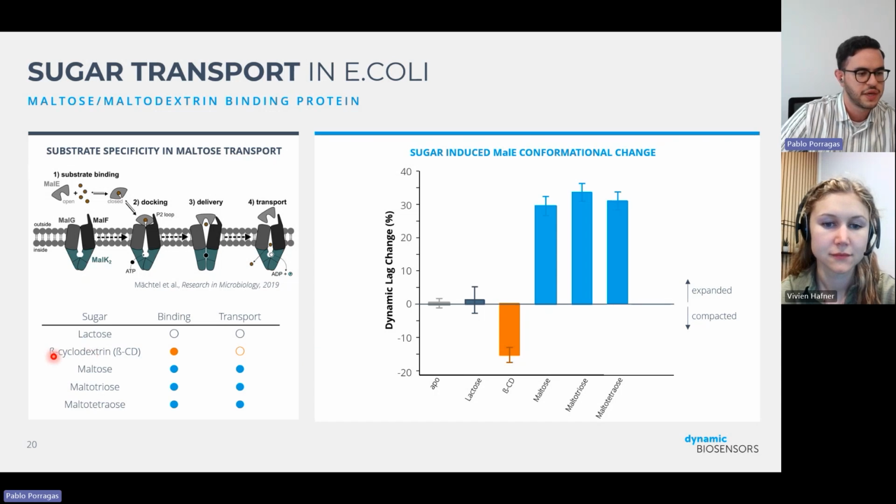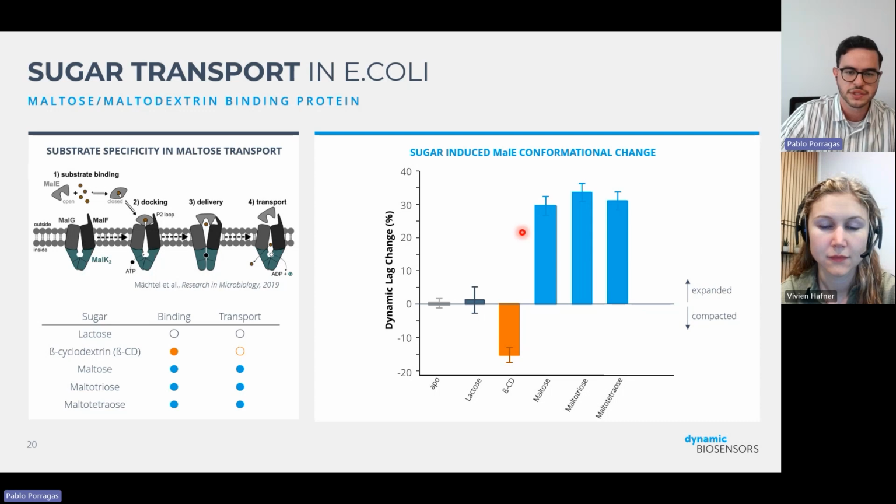However, in the case of beta-cyclodextrin, this is a sugar that binds to the MAL-E complex, but then isn't in such a conformational state that it can actually induce this transport of the sugar into the bacterial cell. So in this case, we would see only a binding event that changes the conformation. And interestingly, that corresponds to a negative dynamic lag change value.